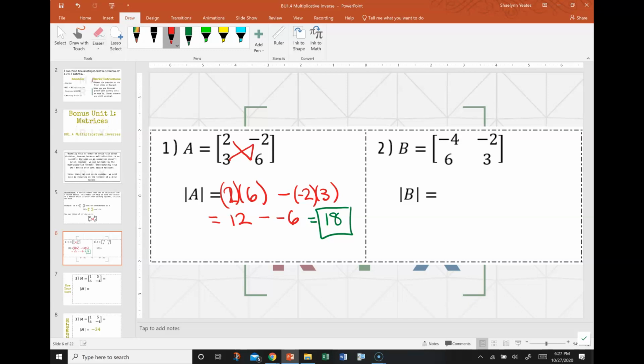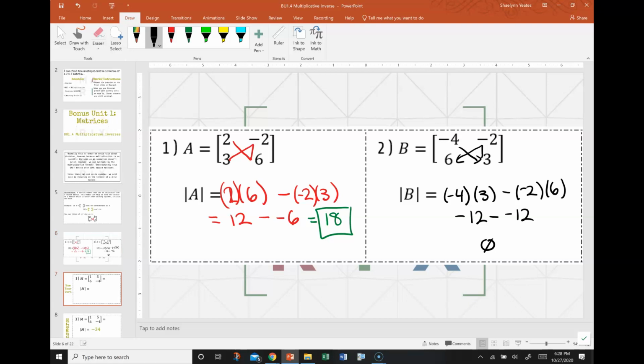So let's go ahead and try this one. We're going to do the diagonal again. We're going to do negative 4 times 3, and then minus negative 2 times 6. So this is negative 12 minus negative 12. Well, if I have a number minus itself, I end up with 0. So that's kind of interesting.